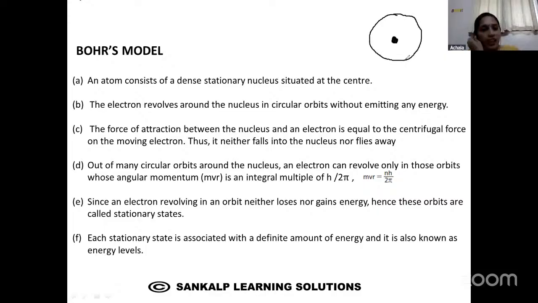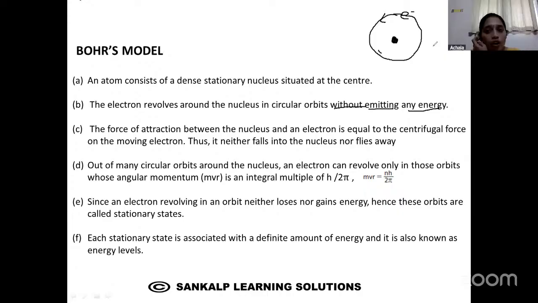The electron revolves around the nucleus in circular orbits without emitting energy. See here, electrons are revolving around this nucleus in an atom without emitting energy. They are not emitting any energy while revolving.